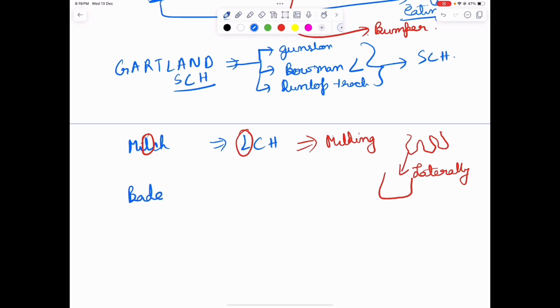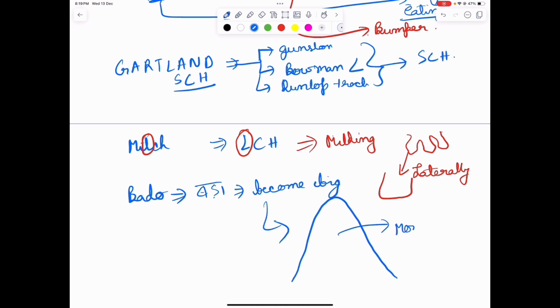Now we come on to the Bado fracture. Bado, if you convert it into Hindi, is 'bada', that is, to become big. What is big? Something can be big as a mountain. So Monteggia fracture.